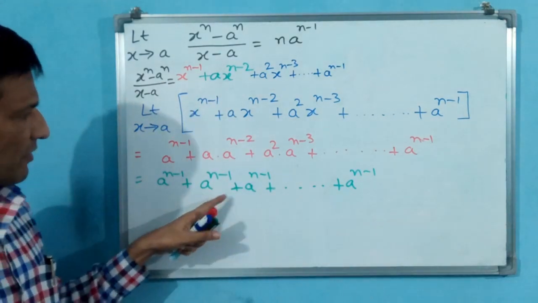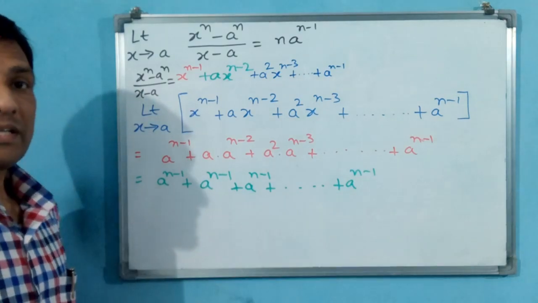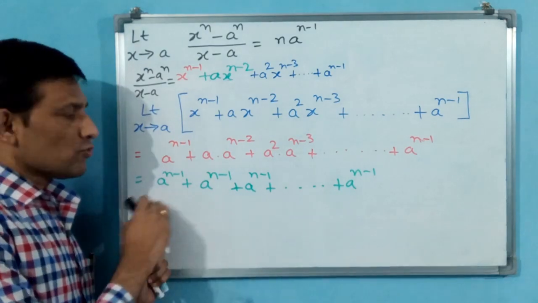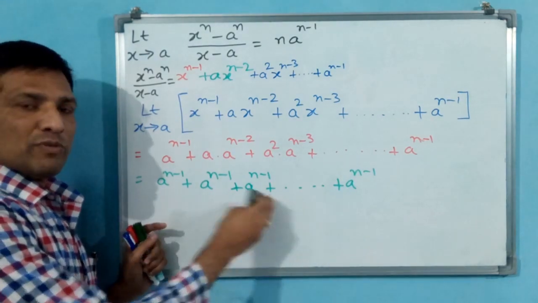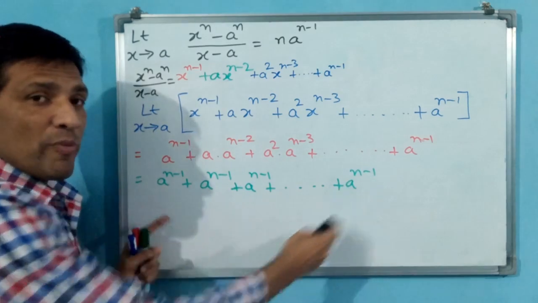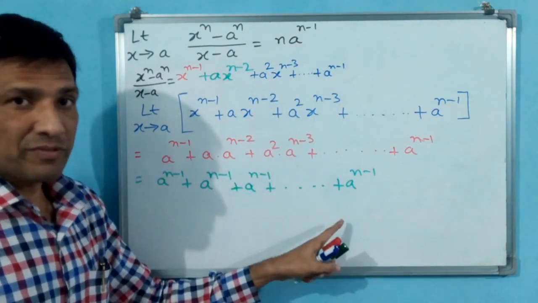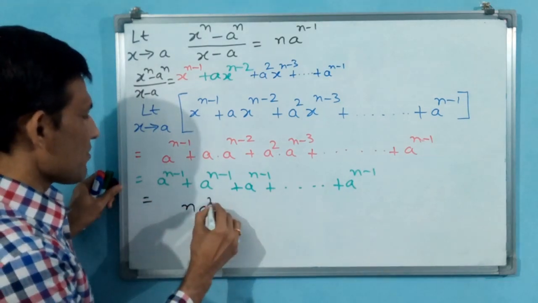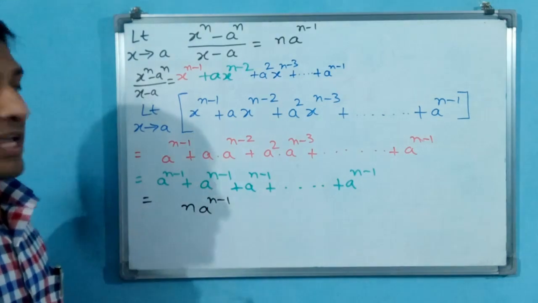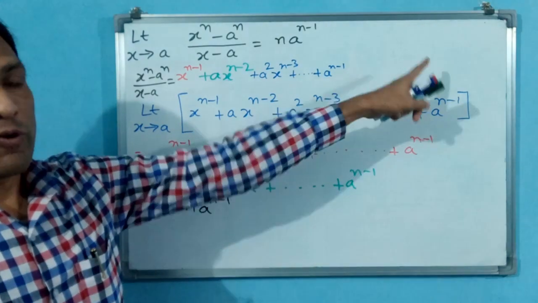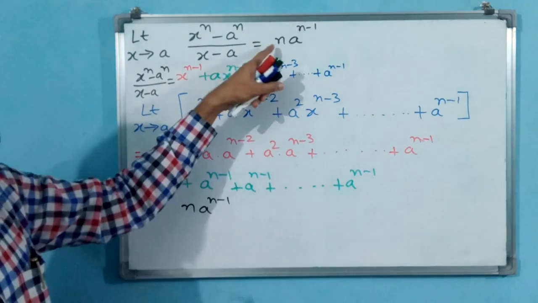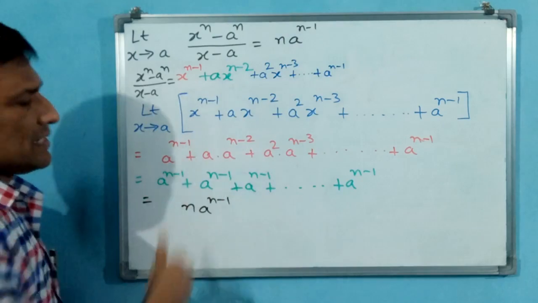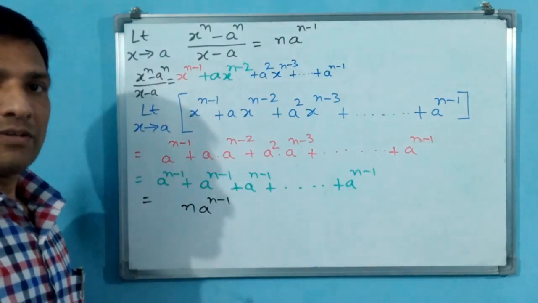All are a power n minus 1, a power n minus 1, a power n minus 1 has come. 2 a power n minus 1 means 2 into a power n minus 1. 3 comes means 3 into a power n minus 1. But here how many terms will come? I have already told, n terms will come. So n into a power n minus 1. In the last example also I have taken n is 4, which means 4 terms have come. Here n is n, which means n terms will come. N into a power n minus 1 will come. This is the result. You understand now?